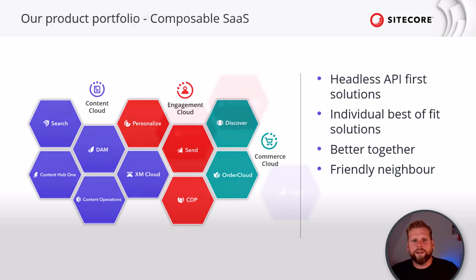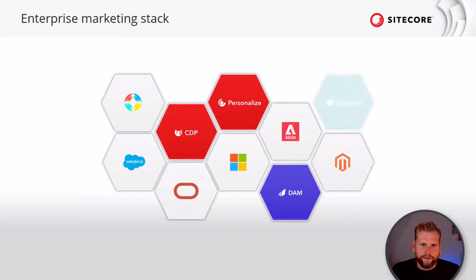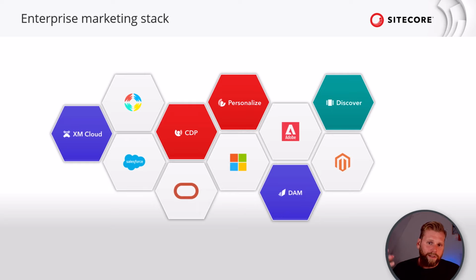But even more important is that every one of these individual solutions needs to be a friendly neighbor. What we're seeing is that the current enterprise marketing stack consists of multiple vendors. So as long as the marketing stack drives value, we want to make sure that we can integrate with it. So we play well with every other vendor in the stack because you can integrate everything using our APIs.